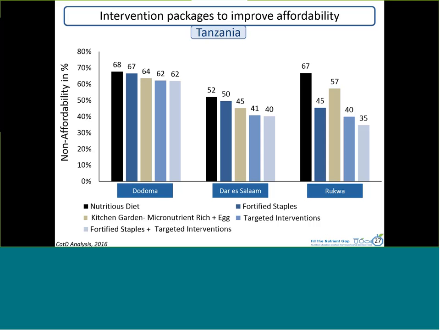Again, we looked at different kitchen garden interventions or homestead gardening, and the bars in gray show you the decrease in the percentage of households that cannot afford a diet when you introduce a kitchen garden with micronutrient-rich crops and small animal rearing. We also looked at the impact that interventions targeted at the lactating woman, the adolescent girl, and the child under two have on overall affordability. And this is the fourth bar along. And you see that these are some of the most effective interventions at reducing household non-affordability. Like in Rukwa, it goes from 67% of households that cannot afford down to 40%. But when these targeted interventions are combined with fortified staples, we can see that this was the most effective in improving non-affordability.